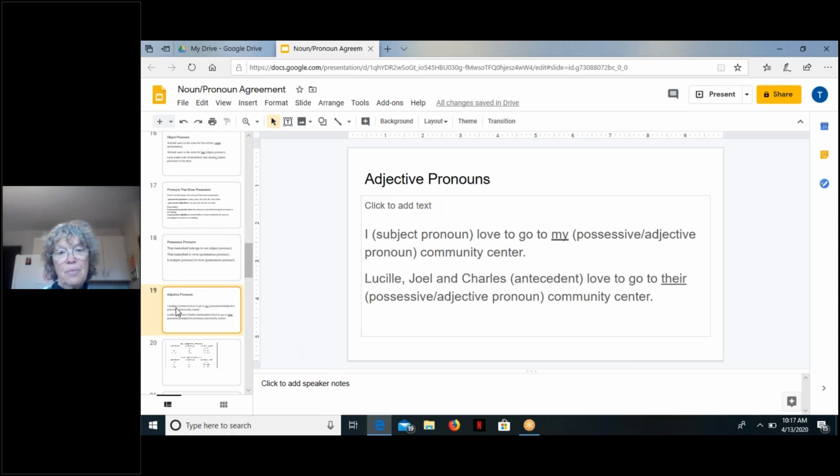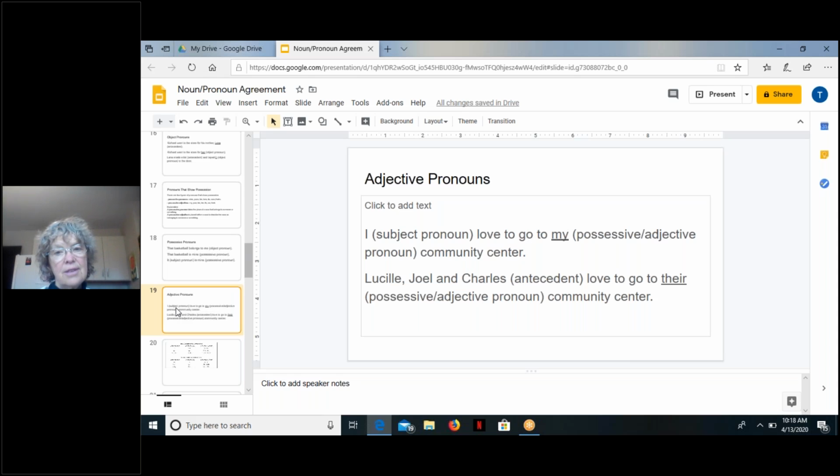Now this adjective pronoun, I, using it as a subject pronoun: I love to go to my community center. Here, community center is mine, but I'm describing community center as my community center. So it's used as an adjective in that sentence, but it agrees with the subject pronoun I.